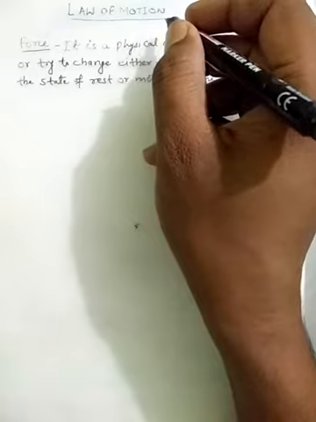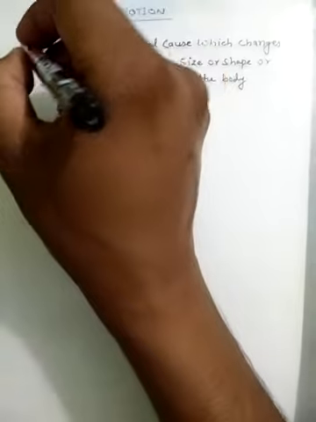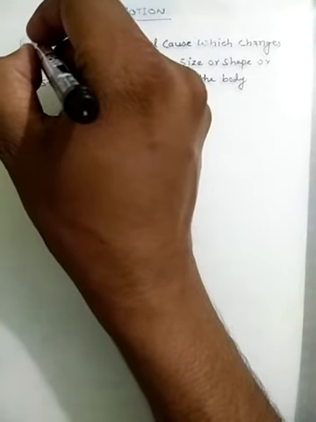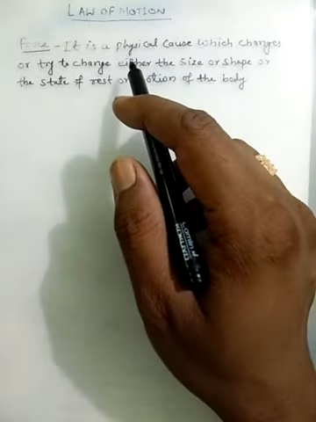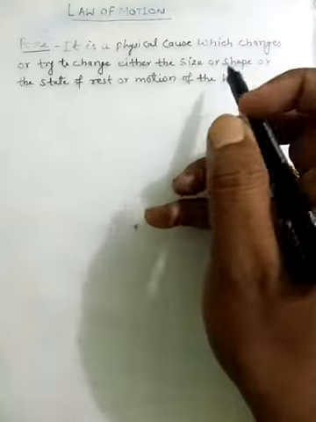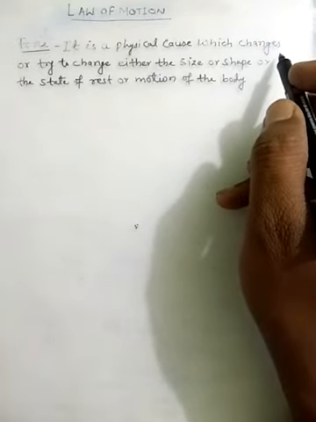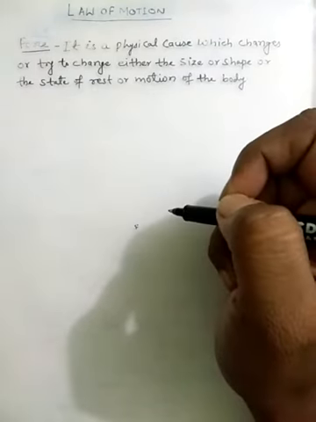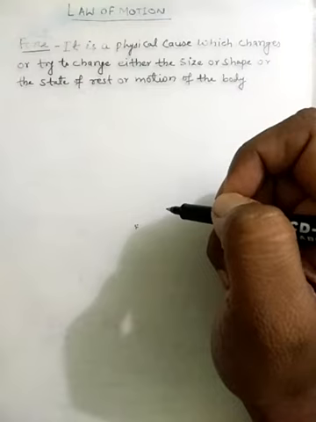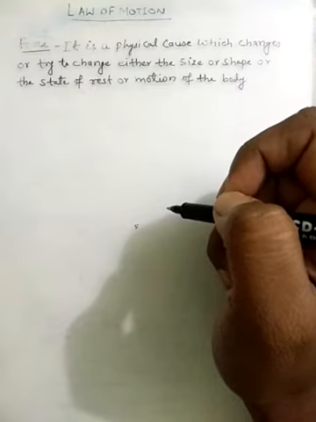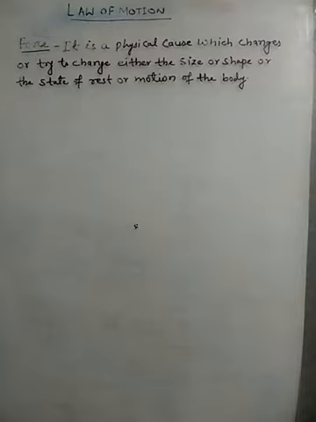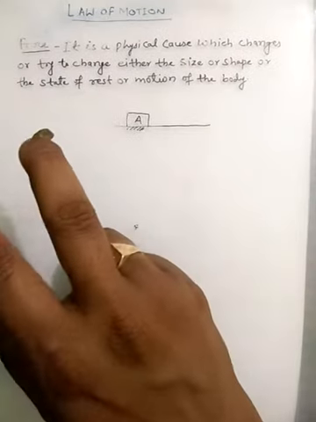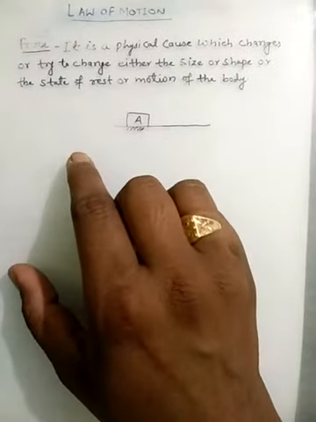The name of the chapter is law of motion, in which first of all we will discuss the term force. What is force? Force is basically a physical cause which changes or tries to change either the size or shape or the state of rest or motion of an object or body. We have to understand the definition of force with some examples.